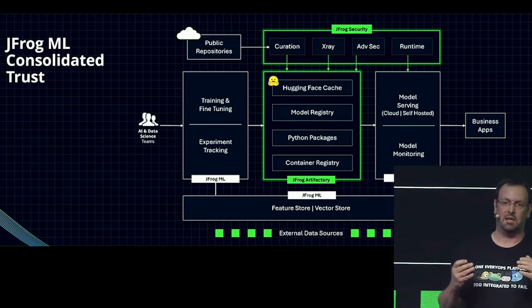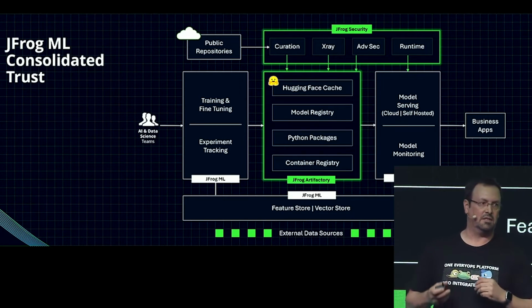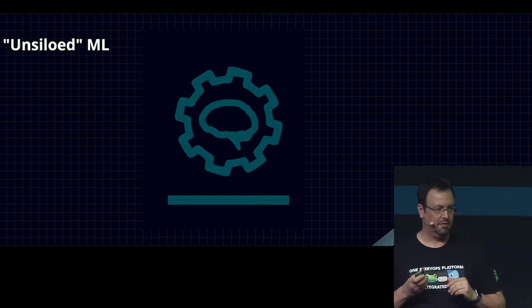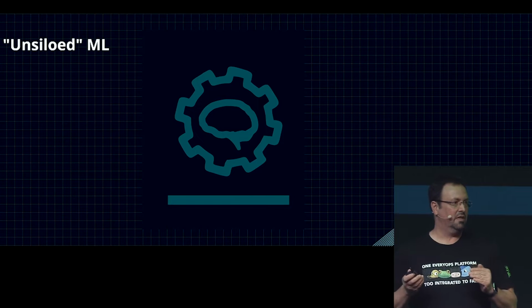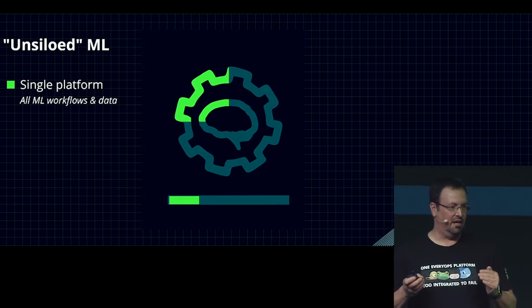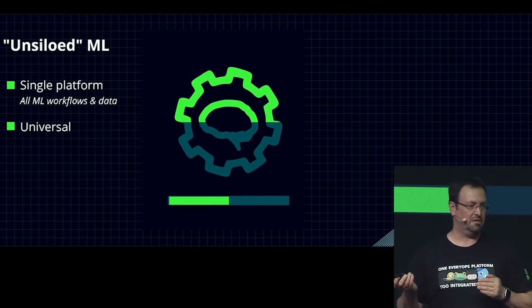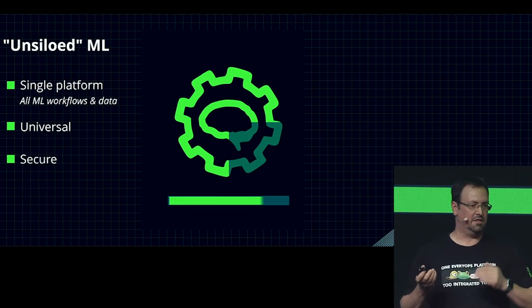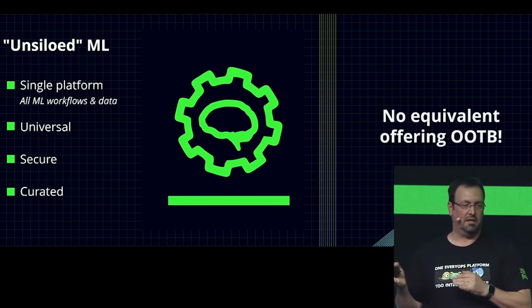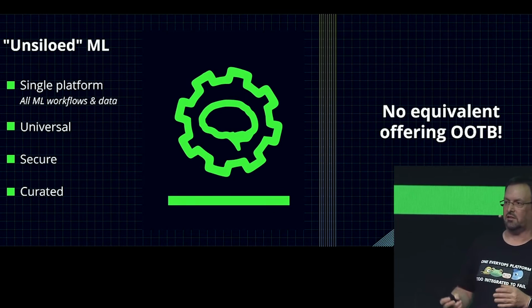So wherever we're building something, we're making sure it's coherent and well integrated across the platform. What we're bringing you now is unsiloed machine learning, because it's a single platform for both your workflows and your machine learning assets. It's universal, it's secure, and it's curated. And there is no equivalent offering in the market that really combines the best of both worlds: the secure, trusted DevOps practices with a very easy-to-use machine learning end-to-end solution for taking your models to production.